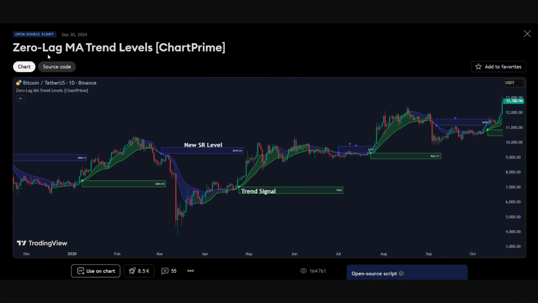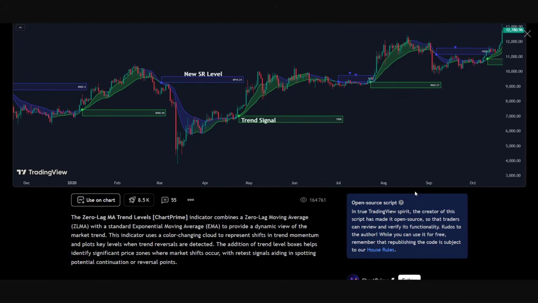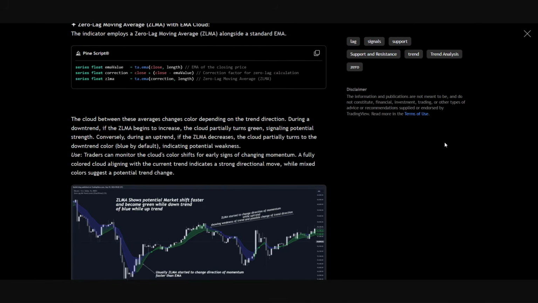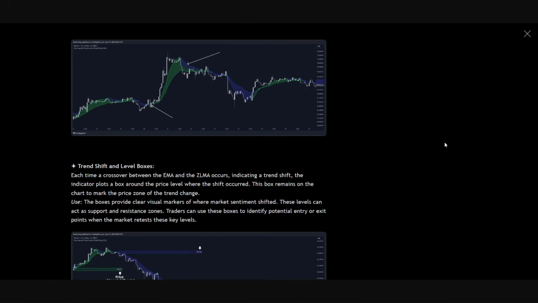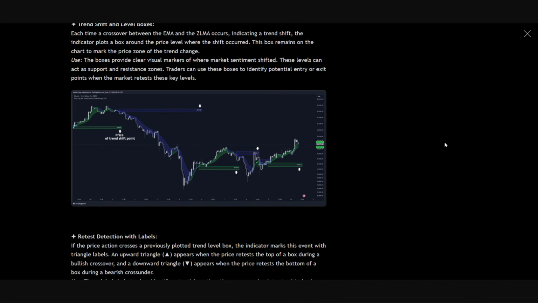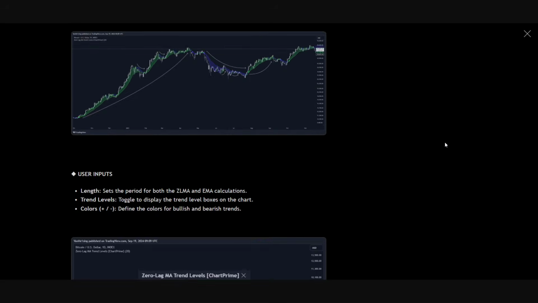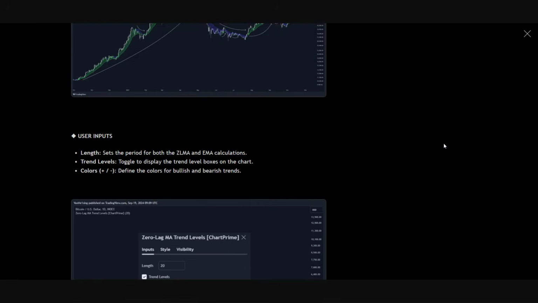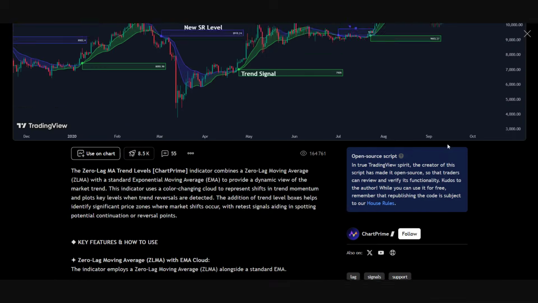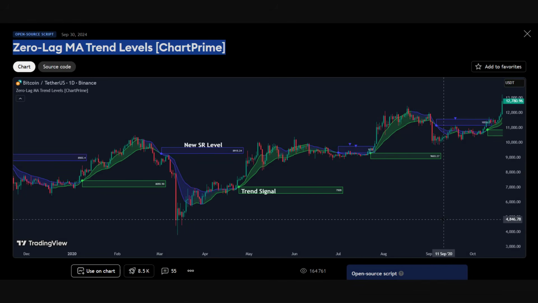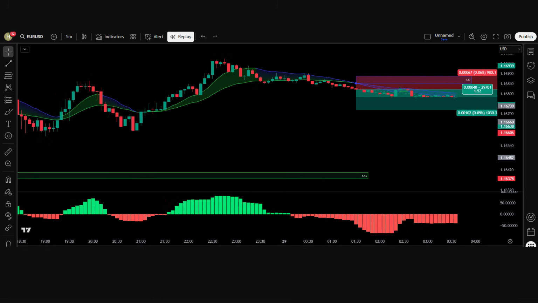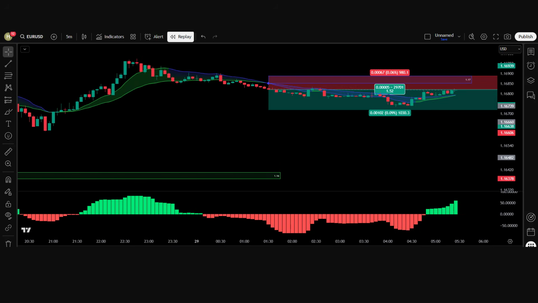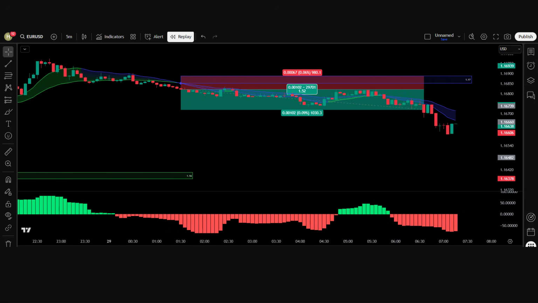Introducing the Zero Lag MA Trend Levels Indicator on TradingView, a powerful tool designed to help traders identify market trends with precision. This indicator combines the zero lag moving average with the exponential moving average, creating a dynamic trend-following system. The cloud changes color to highlight shifts in momentum, while key trend levels and reversal zones are automatically plotted on your chart. These levels help you spot potential entry and exit points with confidence.